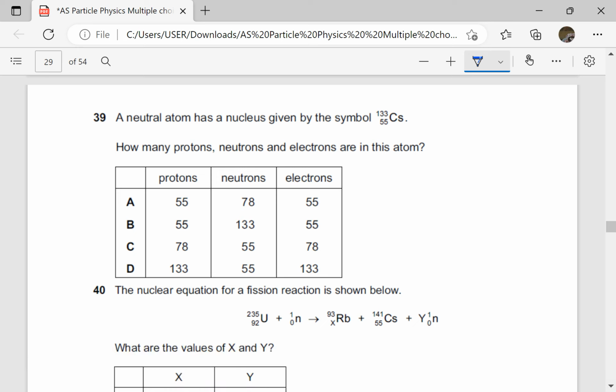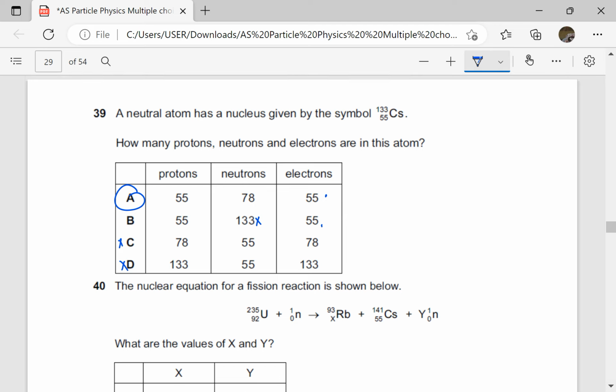A neutral atom has a nucleus given by the symbol Cs-135, with 55 protons. How many protons, neutrons, and electrons are in this atom? Protons are 55, so we ignore C and D. Electrons must also be 55, and they are both 55 in A and B. Then neutrons cannot be the same as the nucleon number, so the answer is A.